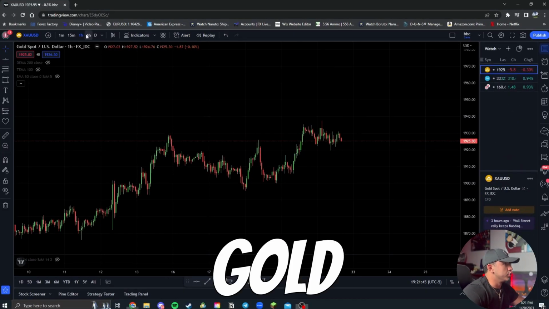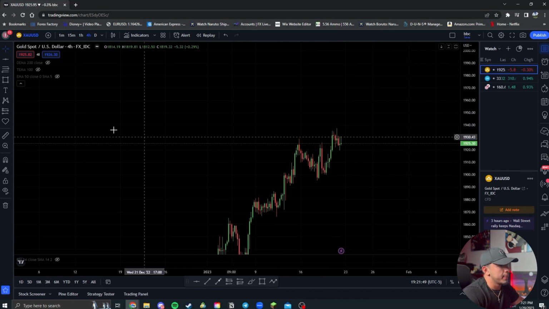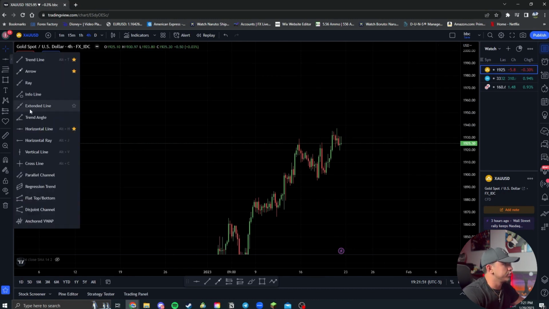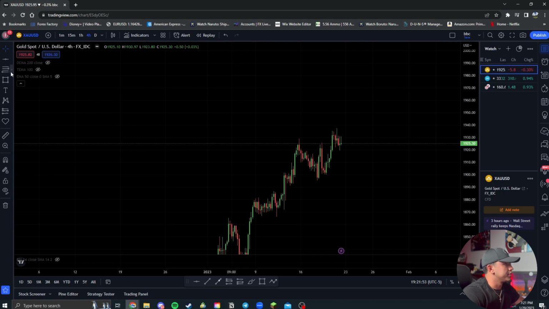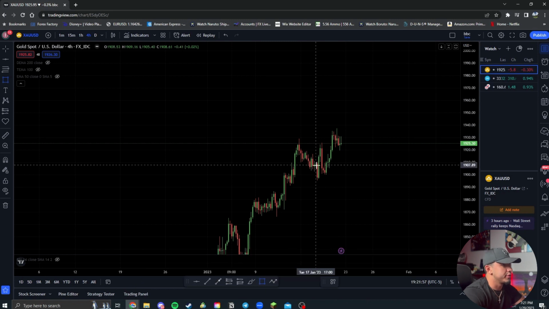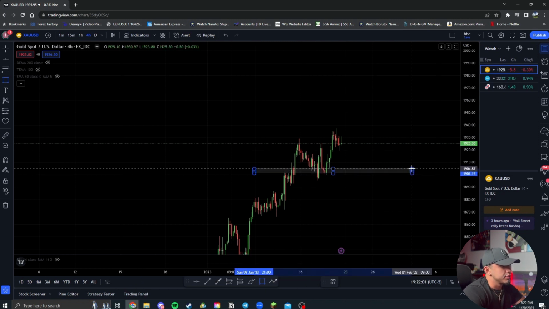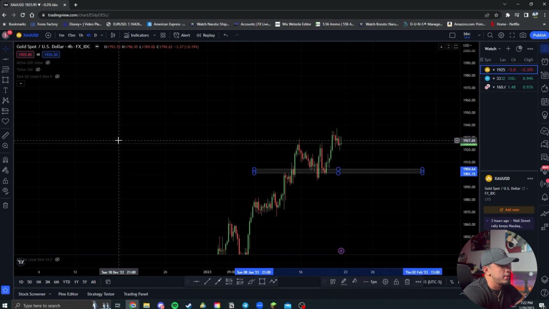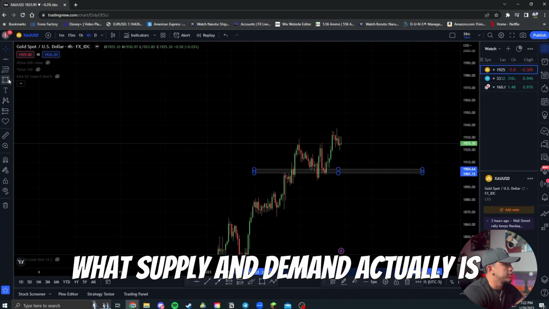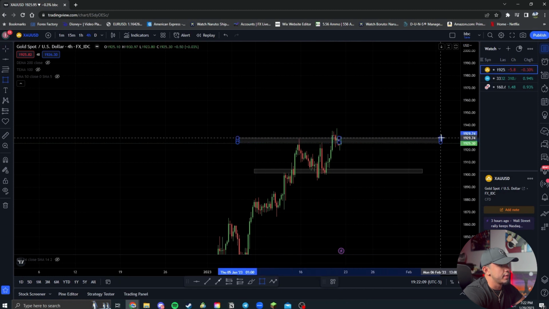So we're going to be looking at gold. Let me switch over to the 4 hour. Let me use my little tools right here that I like to use when it comes to drawing these zones. I like to use these little rectangular tools just for the fact that it's very easy to see. So just draw this out right here. I'm going to tell you guys in a minute what supply and demand actually is.